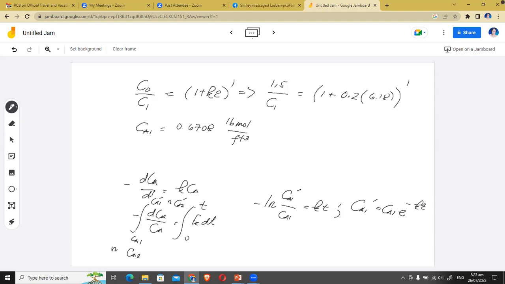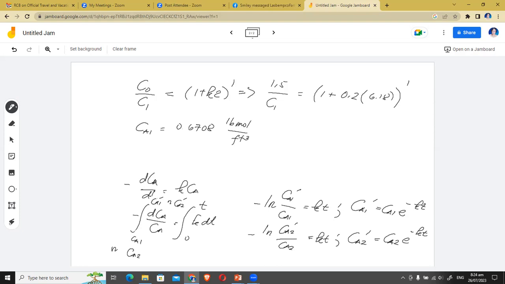This k is the same for all because we are referring to the same reaction. This t is the t that we want to determine: the time in which each of your two reactors, standing alone, will process the system inside them until the average of their concentration is equivalent to Ca2. In this same integral, you can also have negative ln of Ca2 prime over Ca2, and you will still have Kt here, which will give you Ca2 prime equal to Ca2 e raised to negative Kt.